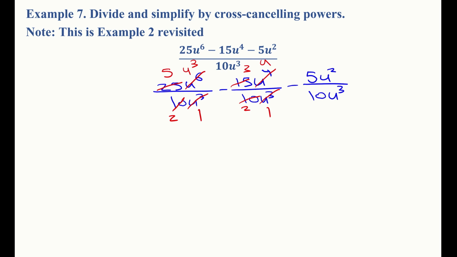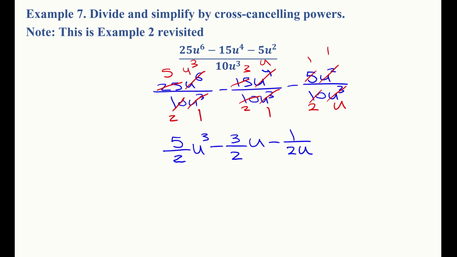For the next term, 5 goes into 5 once, it goes into 10 twice. U squared is the smaller power, it goes into itself once, and it goes into the larger power down below u times, okay? So now we can get to the final answer already. So we have 5/2 u cubed minus 3/2 u minus 1 over 2u.